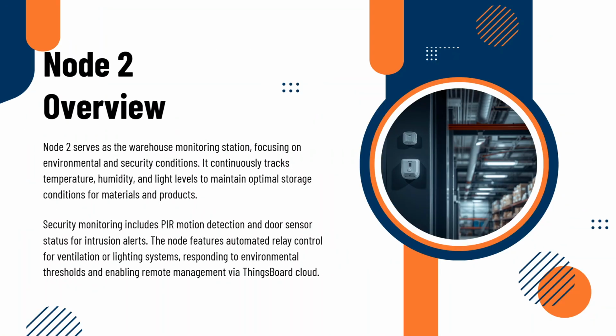And here we are for the Node 2 overview. Node 2 is designed for warehouse monitoring. It focuses on environmental and safety conditions. It can detect motion, monitor humidity, and track door status. Like Node 1, it sends real-time data to the cloud. This helps maintain safe and controlled storage conditions.